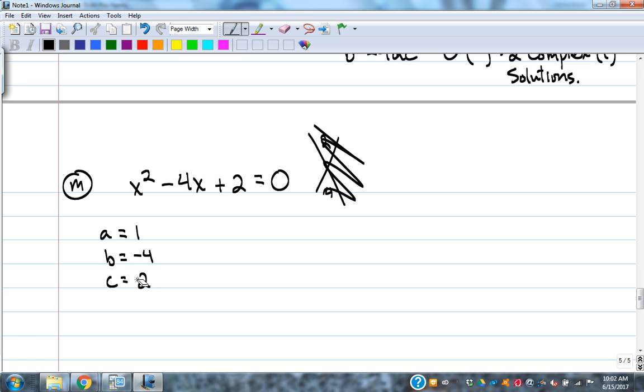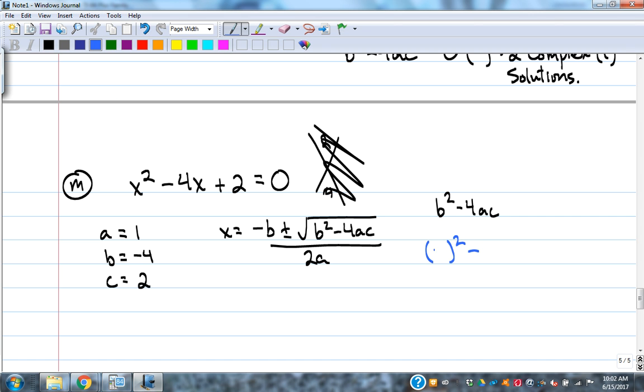So the first thing that I want to do when I'm doing the quadratic formula, I'm just writing the formula here, is go over here and do b squared minus 4ac. I want to figure out what's going on for the problem. So I'm going to take b, -4, put it in there for b, and then 4 times 1 times 2. I'm going to work that out and see what that number is. Okay? So that'd be 16 minus 8 is +8.